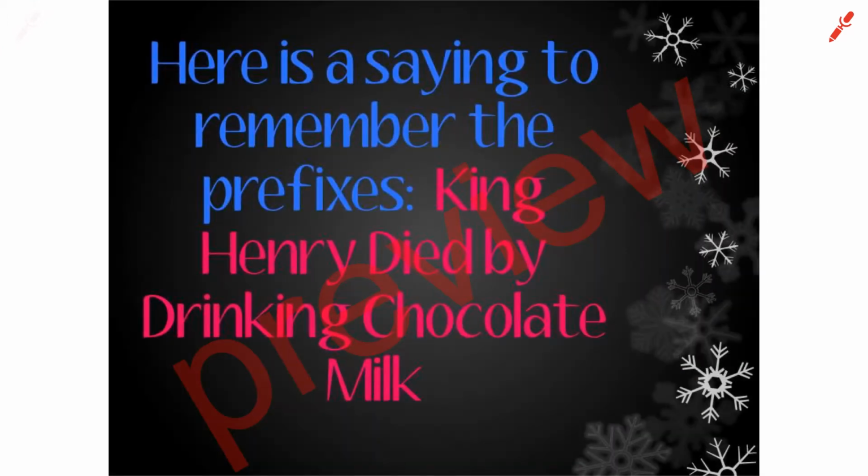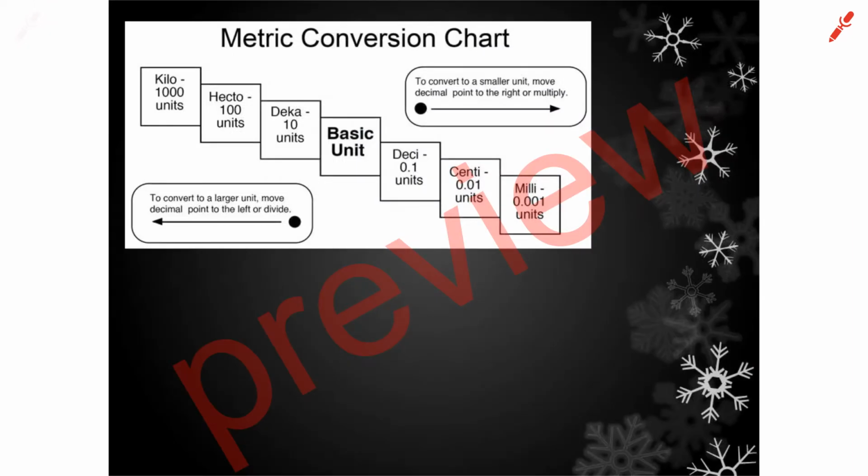Here is the saying you can memorize to learn the metric prefixes. Of course, there are other ones, but this is the one that I was taught when I first started teaching. So here it is: King Henry died by drinking chocolate milk. Once you remember that saying, all you have to do is remember King, that starts with a K, Henry, that starts with an H, died, that starts with a D, by, that starts with a B, drinking, starts with a D, chocolate, milk.